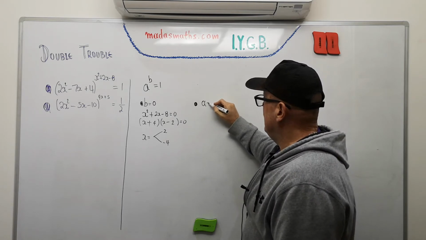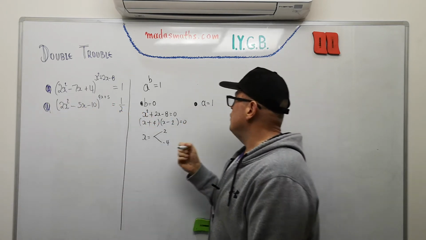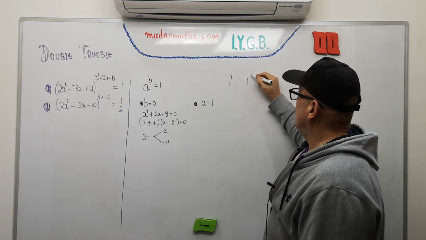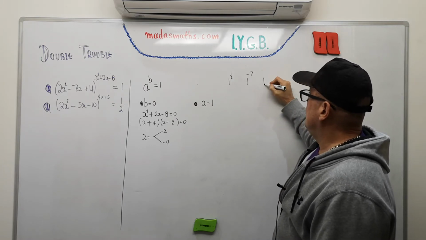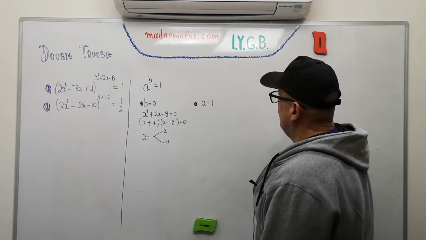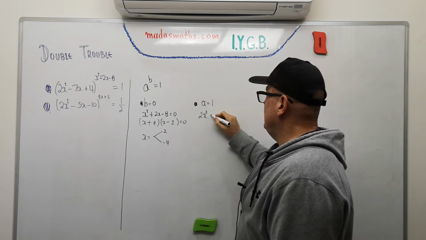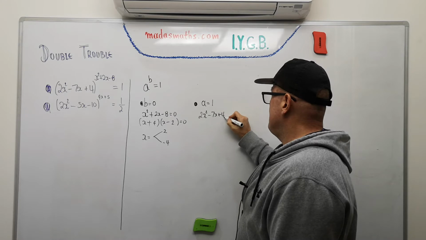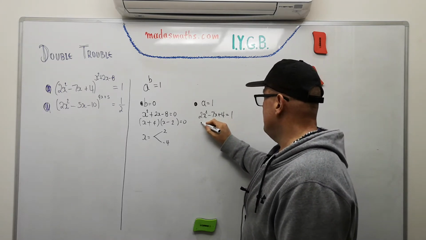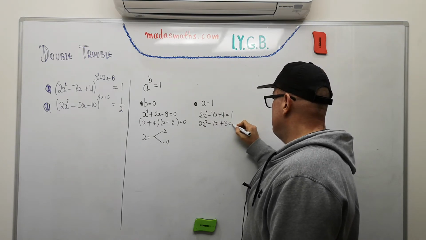This is if a is equal to 1. So if the base is equal to 1, 1 to any power, positive or negative, so 1 to the half is 1, 1 to the power of minus 7 is still 1, 1 to the power of whatever you want is going to be equal to 1. So let's solve the base. 2x squared minus 7x plus 4, but this time we want that to be equal to 1. Let's see if we have solutions for that. 2x squared minus 7x plus 3 is equal to 0.